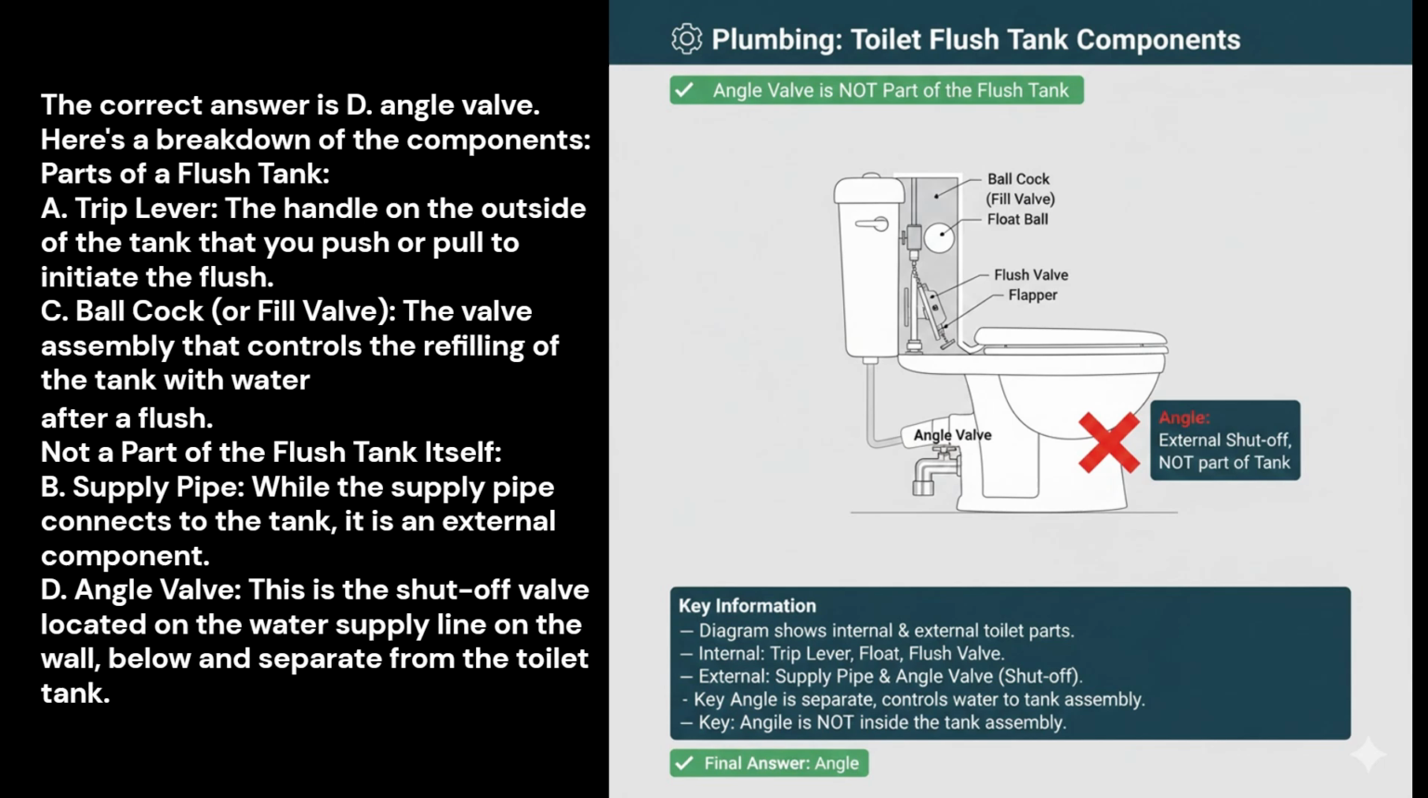B. Supply pipe. While the supply pipe connects to the tank, it is an external component. The part of the tank that the supply pipe connects to is the ball cock. D. Angle valve. This is the shut-off valve located on the water supply line on the wall, below and separate from the toilet tank. It is used to turn off the water to the toilet for maintenance or repair. It is not a component of the flush tank assembly. Therefore, the angle valve is the component that is not a part of the flush tank.